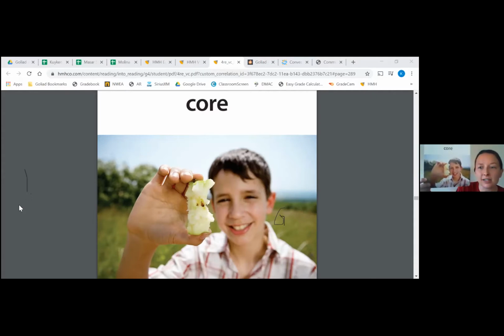Now let's see what this sentence says, and we can use our context clues. Daniel ate every bite of the delicious apple and only left the core. So a core is what? The middle, usually the most important part of something. The center. Good. The core is the center. So does the earth have a core? Yes. Yes, it does. All right.